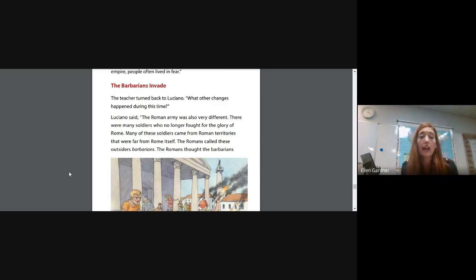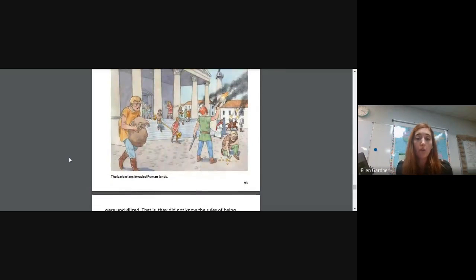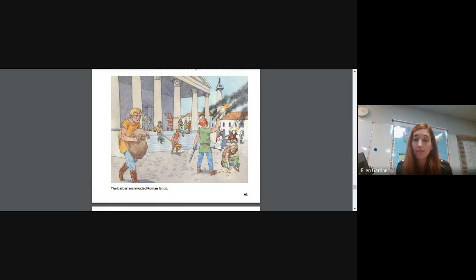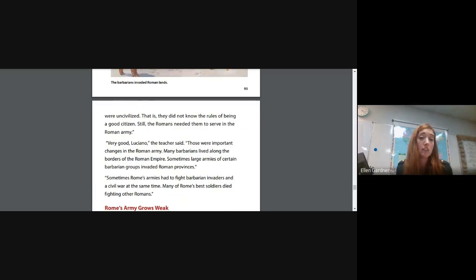Now, the Romans called these outsiders barbarians. The Romans thought that the barbarians, which you can see here, pillaging the town, sadly, burning things, taking things from these buildings, they thought of them as uncivilized. That is, they did not know the rules of being a good citizen. So that's true. They didn't know that there are certain things you have to do in order to be a good citizen in a city or country. Still, the Romans needed them to serve in the Roman army.